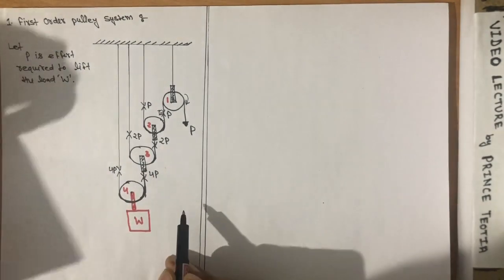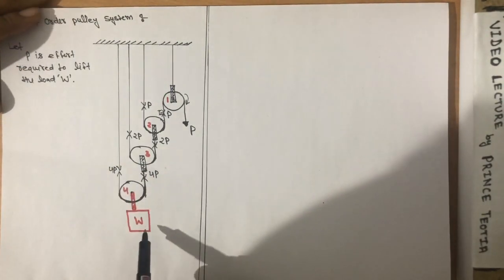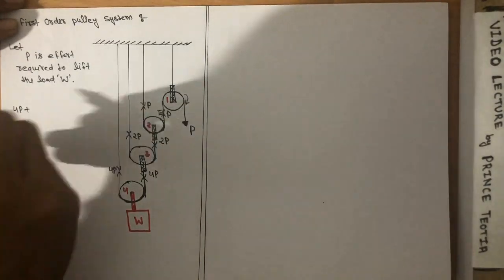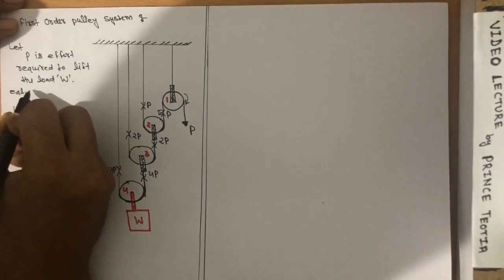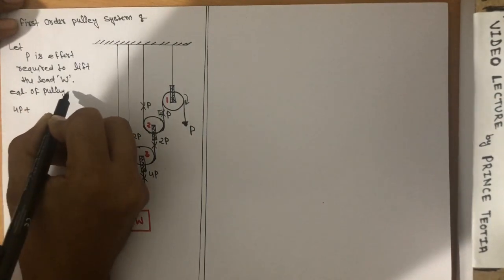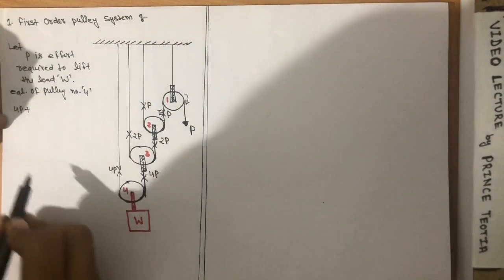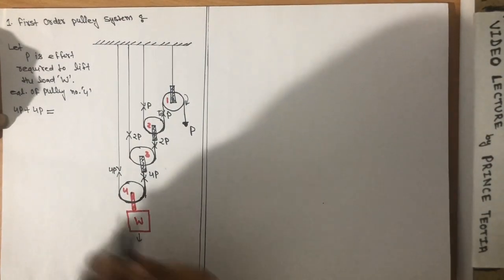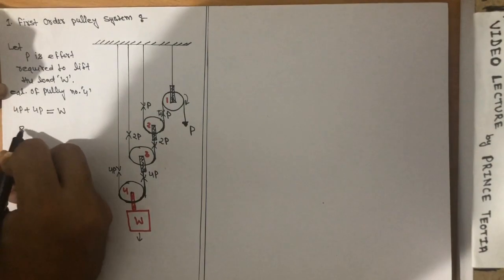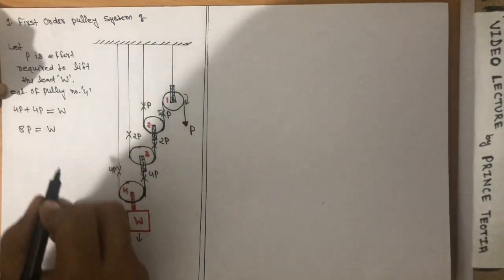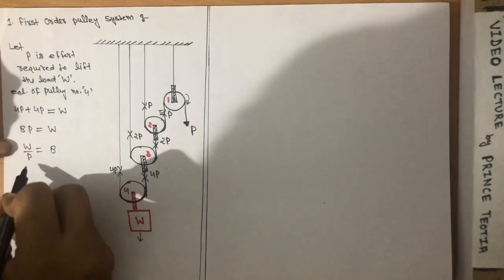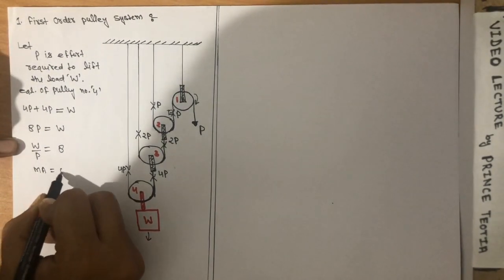And if we apply the condition of equilibrium to this fourth pulley, then the total force in upward direction is 4P plus 4P, and for the condition of equilibrium, that should be equal to W in downward direction. So this is 8P, and that will be W. And we can say W by P will be 8. And what is W by P? This is the mechanical advantage, and this is 8.